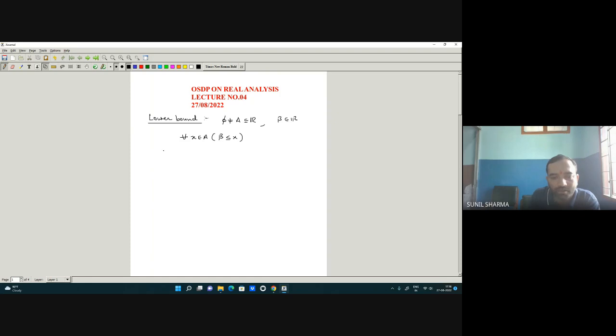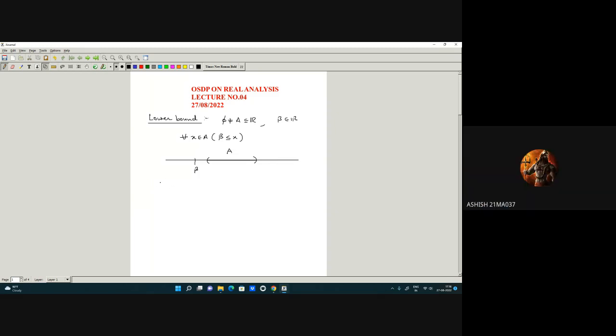So if this is my real number line and this is my set A, beta lies here, right? If all the elements of the set A lie to the right of beta, then beta is a lower bound for this non-empty set A. So when do we say beta is not a lower bound? Yes, Ashish: if there exists x belongs to A such that beta is greater than x.